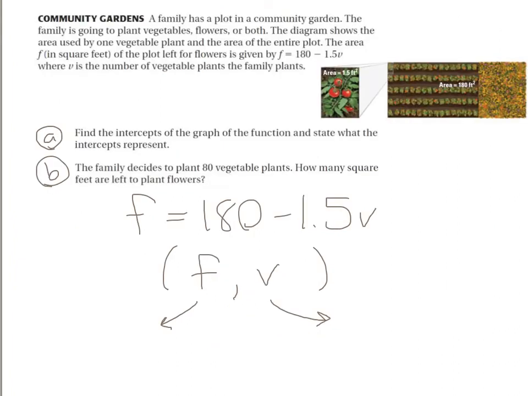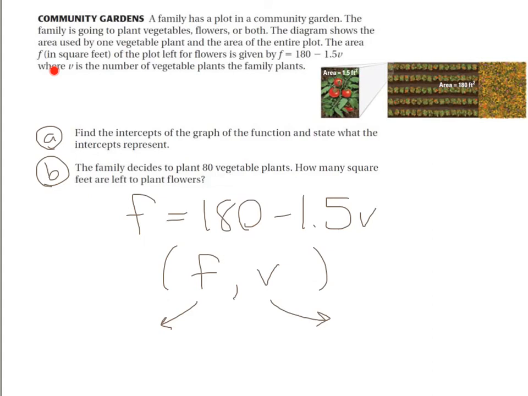This one is not about basketball, this one is about community gardening. Yes, just as exciting as a game of basketball, of course. A family has a plot in a community garden. The family is going to plant vegetables, flowers, or both. The diagram shows the area used by one vegetable plant right here, and the area of the entire plot right here. This number is very important. The area F in square feet.